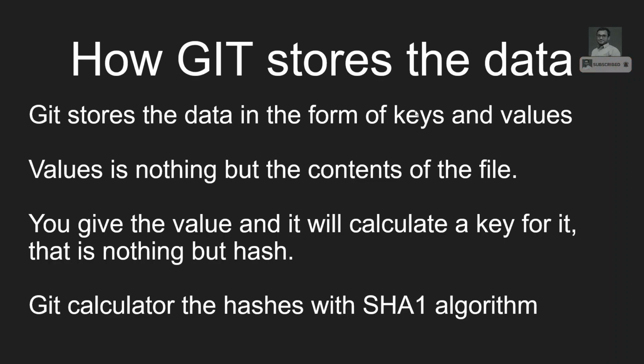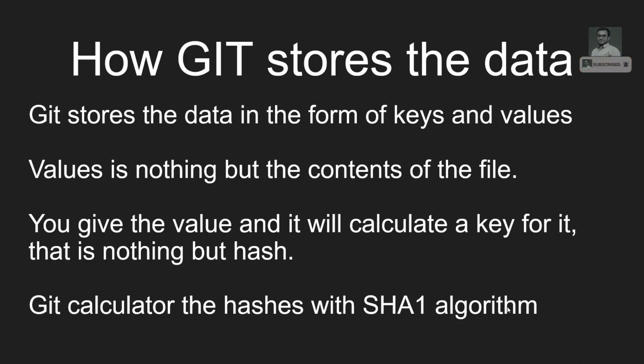Then you need to understand what this key is and what this value is. Value is nothing but the contents of the file. So what is the content you have in the file? The value is nothing but the content of the file. And you give the value and it will calculate a key for it. So when you give any value to Git, it will calculate the key for it. The key is nothing but the hash. The hash is calculated using the SHA1 algorithm.